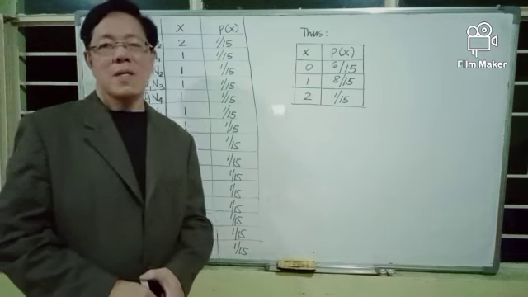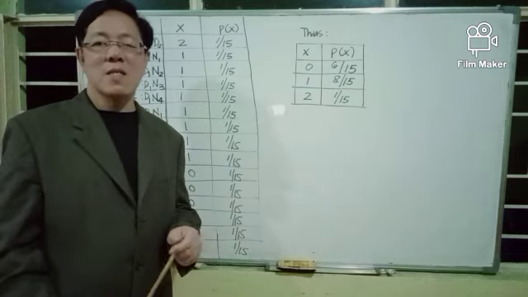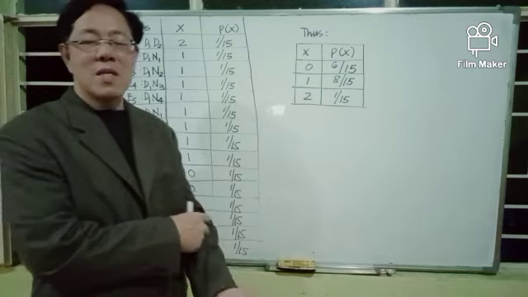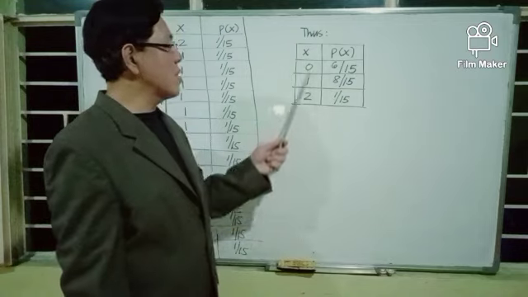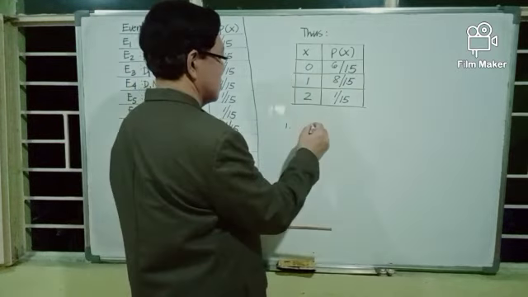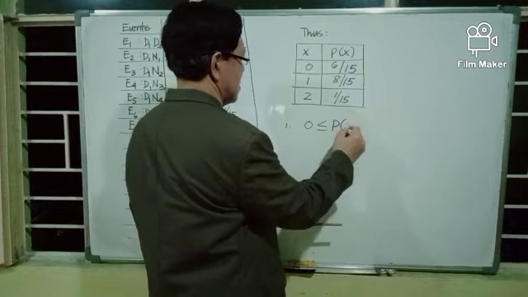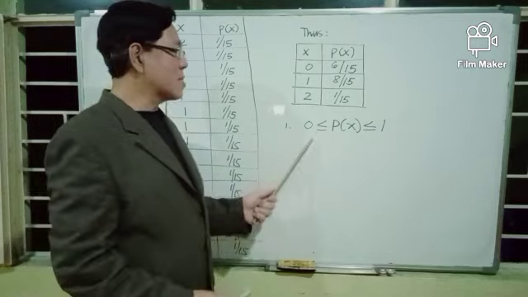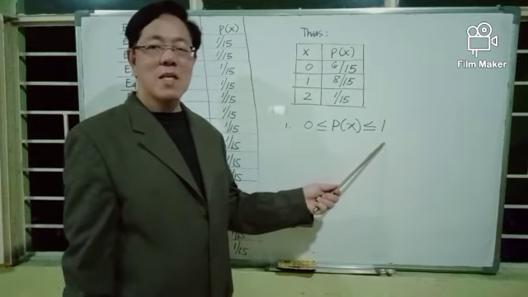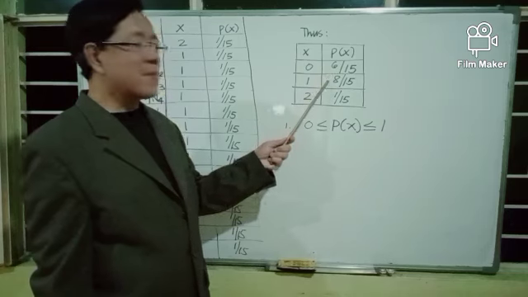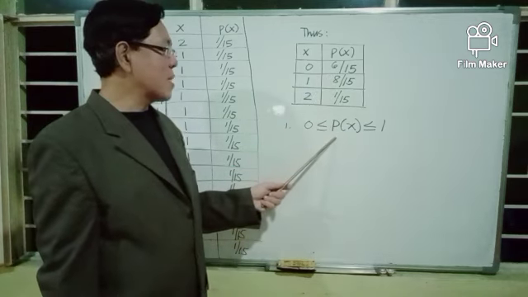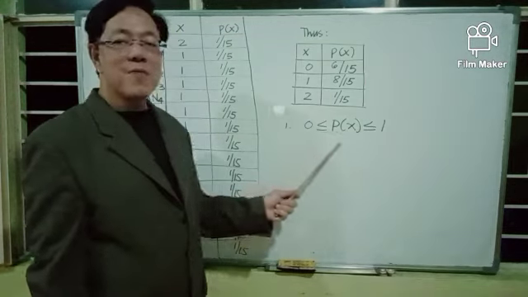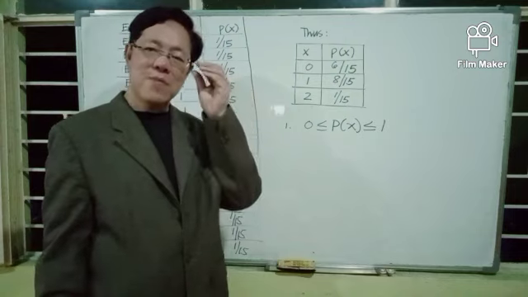Now we check. There are 2 properties of a probability distribution. The probabilities corresponding to the values of the discrete random variable x should be greater than 0, positive, or less than or equal to 1. Since 6 over 15, 8 over 15, and 1 over 15 are positive but less than 1, this first property of probability distribution is satisfied.